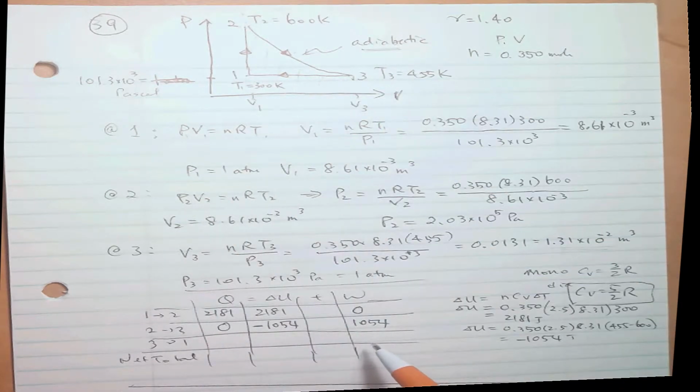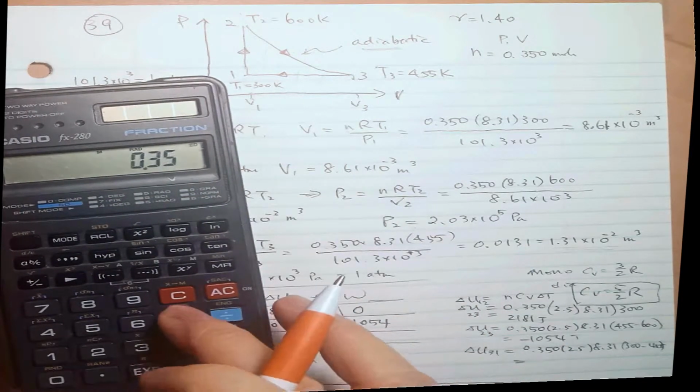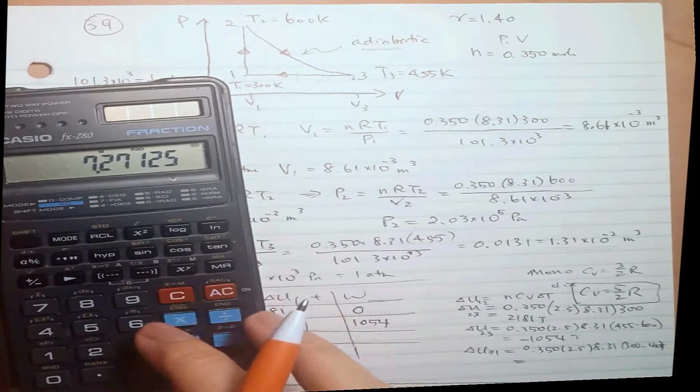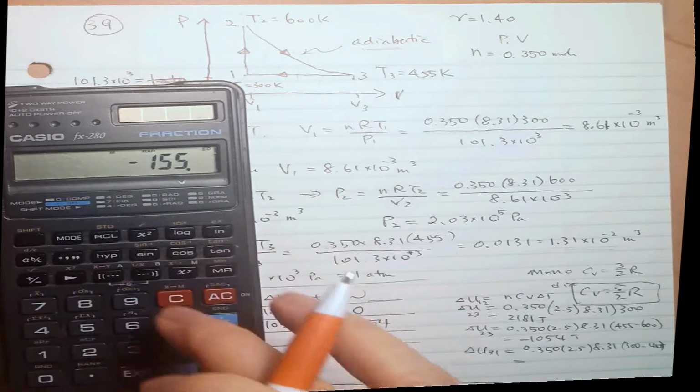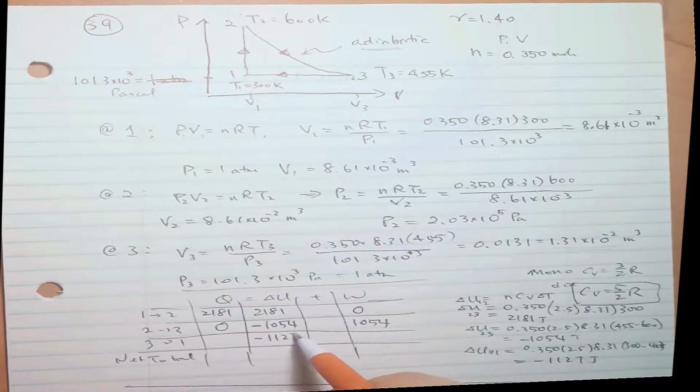And then 3 to 1 is isobaric. Again, the change in internal energy is calculated the same way, except in this case, let me mark this one as 2 to 3, and this is 1 to 2. So this will be 3 to 1. Final minus initial. So again, 0.350 times 2.5 times 8.31 times the bracket 300 minus 455. So I'm going to get negative 1127 joules. That is a drop of 1127 joules.